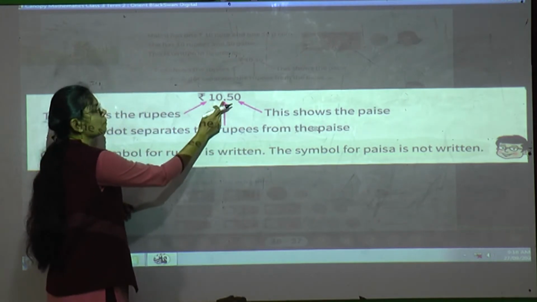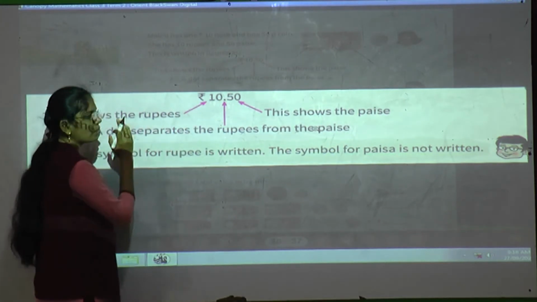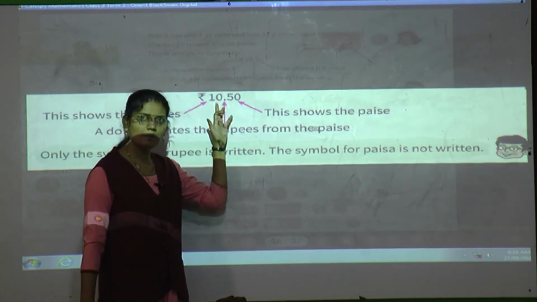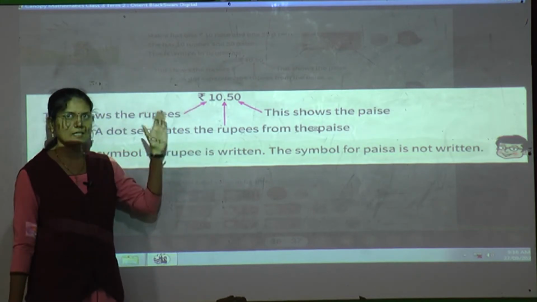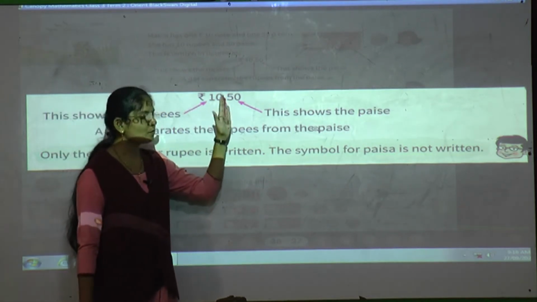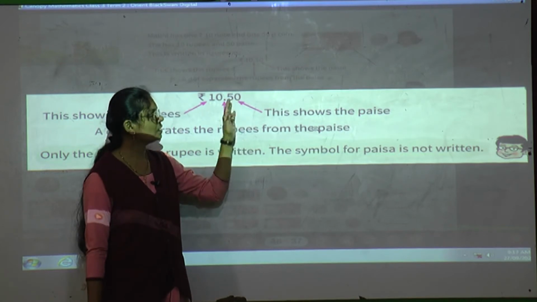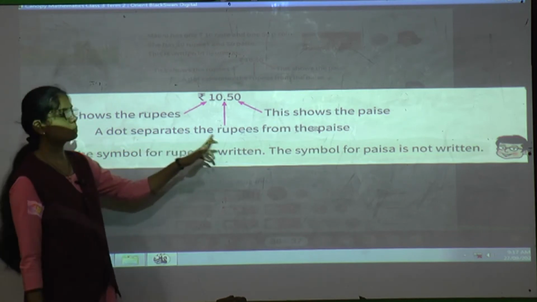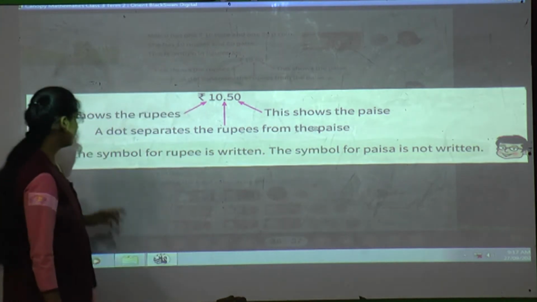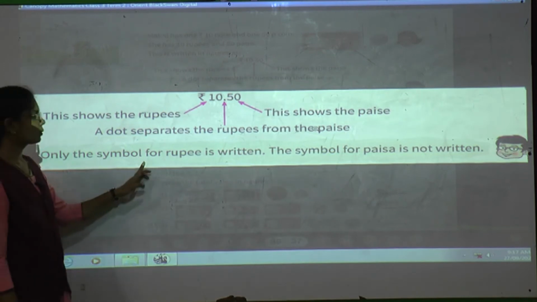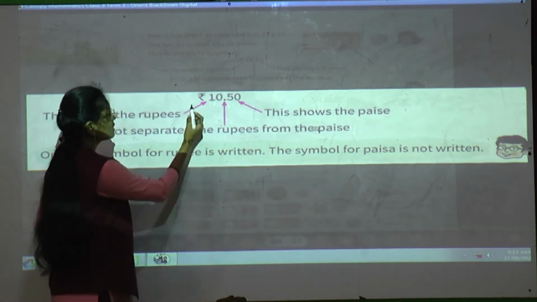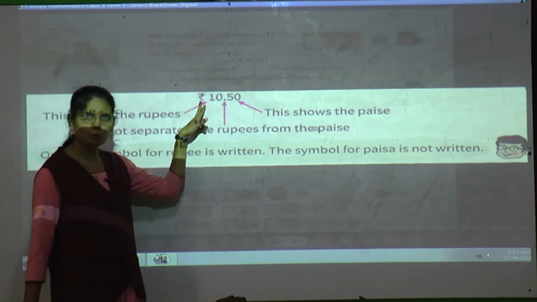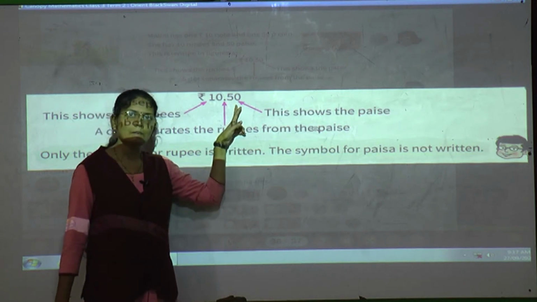Before the dot, whatever number is there, that means rupees. And after the dot, whatever number is there, that shows us paise. So a dot separates the rupees from the paise. Only the symbol for rupee is written. Now if you see this, here you can see only the symbol of rupees. There is no symbol of paise.